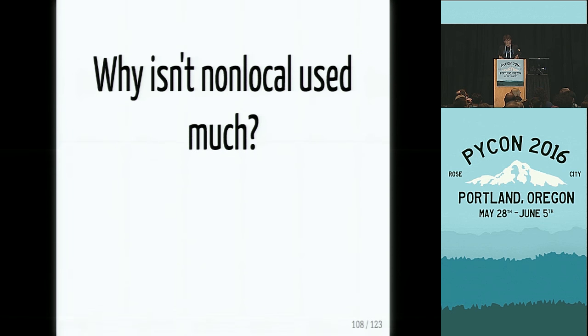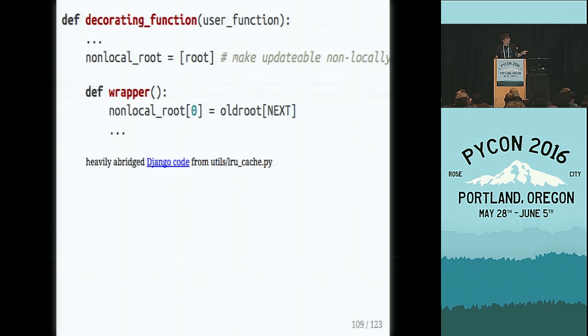A lot of real-world examples do use the pattern of nonlocal. They're just trying to maintain Python 2, Python 3 compatibility, so they can't use it. So this is a real example, quite abbreviated from the Django code. Here we've got this variable root in that outer scope, and we'd really like to change it. But you can't change variables like that in Python 2.